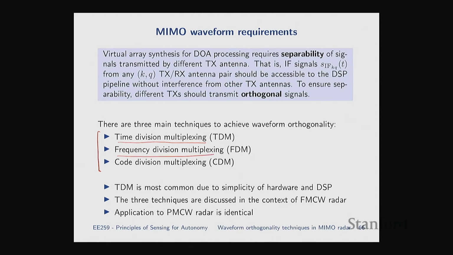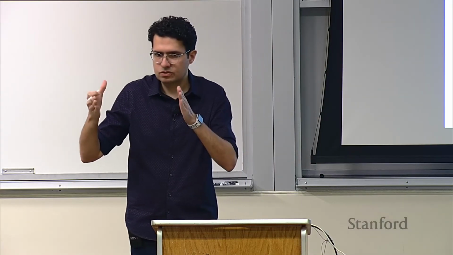You can also do frequency division multiplexing. If the signals sent by different transmitters have center frequencies different enough that they don't overlap in frequency. So the TDM makes sure they don't overlap in time. FDM, or frequency division multiplexing, makes sure they're separable in frequency.